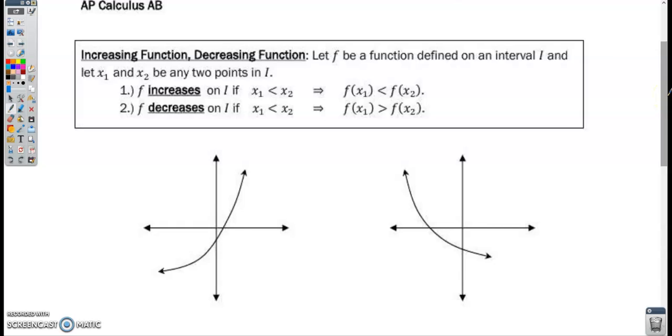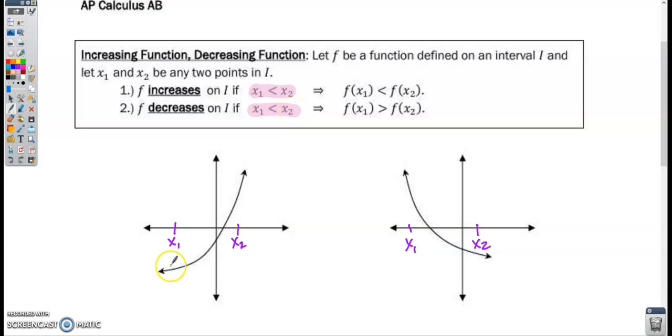But it says here, let f be a function defined on an interval I, and let x sub 1 and x sub 2 be any 2 points in that interval I. So, we've got this function defined on the interval I. If I've got these 2 points, x sub 1 and x sub 2, I'll put x sub 1 and x sub 2 on this graph as well. Notice for both of these I said, let's let x sub 1 be smaller than x sub 2.